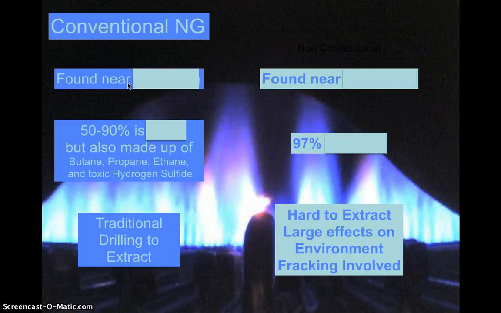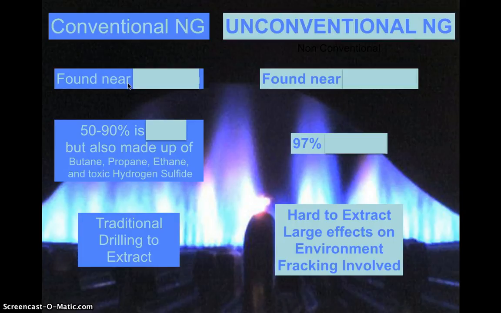So when you think of natural gas and petroleum, you're going to see these words conventional and unconventional. And really, to sum it up, conventional means traditional mining is what is used to extract this type of natural gas. Unconventional is pretty much untraditional types of mining. So conventional is going to be found near petroleum, which is standard. Unconventional is found near rocks or coal beds.